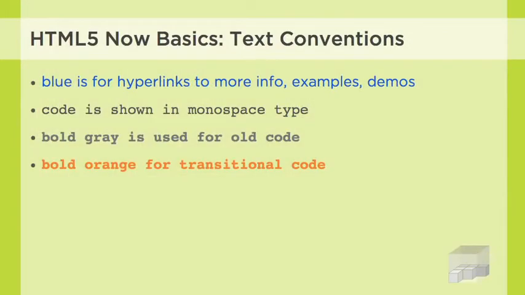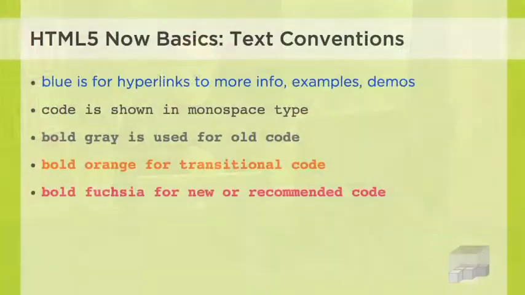If you see orange code, that means that it's code that you can use, but you really should only use for transitional purposes. That is, you may need it for compatibility with older browsers, but it's not new, really. It's just a tighter version of what you should be using to ease your transition. Finally, when you see code that's bold in fuchsia, that's new code. That's either new HTML5 code or new techniques reusing markup that you already know how to use.